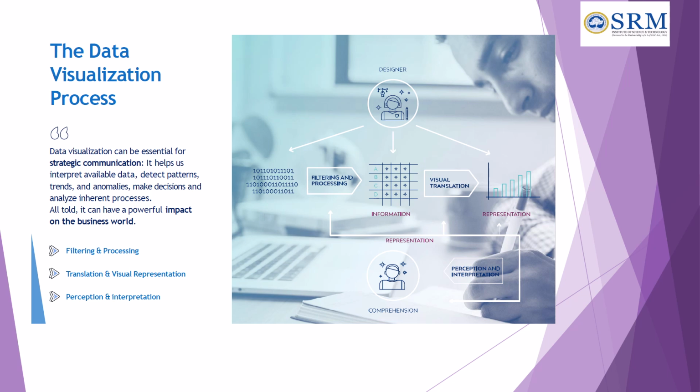The data visualization process involves three key components. First is filtering and processing, where raw data is cleaned, organized, and refined to highlight what's important. Next is translation and visual representation, where the processed data is converted into visual forms like charts, graphs, or maps using appropriate visual encoding such as position, color, or size. Finally, we have perception and interpretation, where the viewer sees the visualization and makes sense of it based on their knowledge and the clarity of the design. Together, these steps ensure that data is not just shown but effectively communicated.